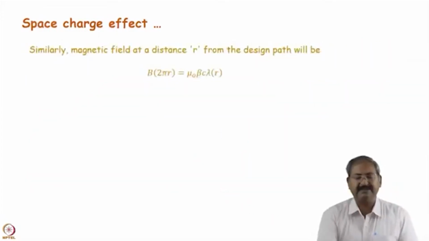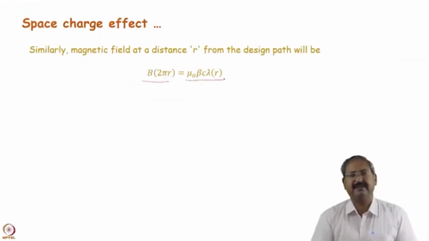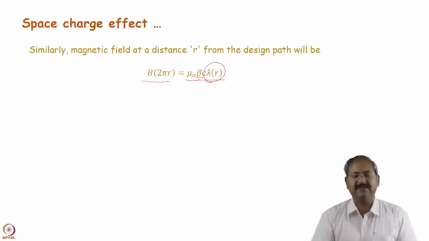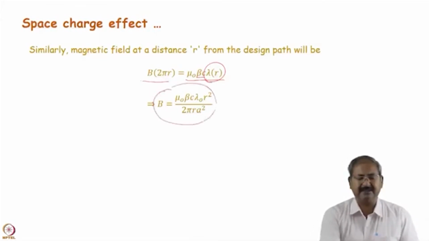So again, using Ampere's law, the integral of B dot dl, this B 2 pi r is equal to mu naught I. So I is current density into velocity. Beta c is the velocity. So this will give you the current. So again, at the place of lambda, we are putting lambda 0 r squared by a squared. So we did this. So this is the expression.